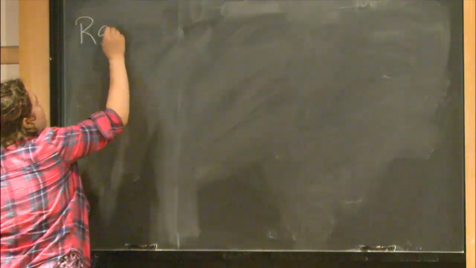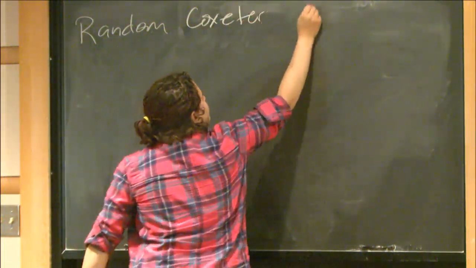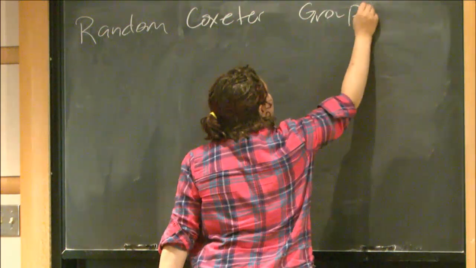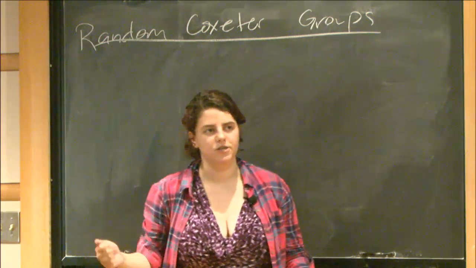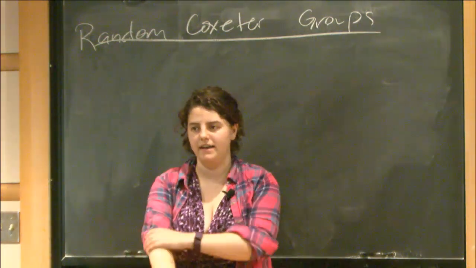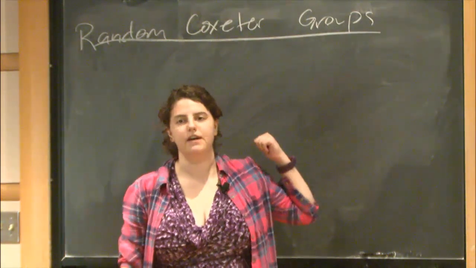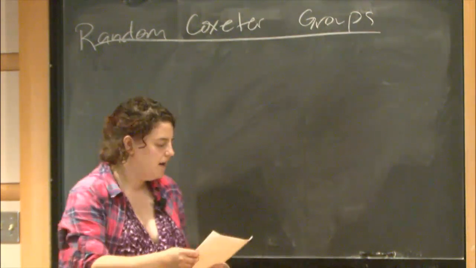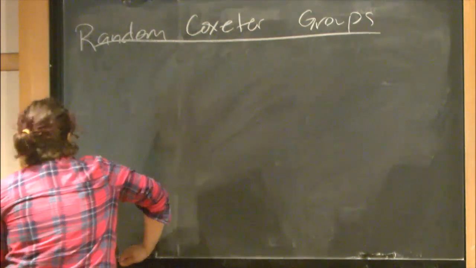So I'm going to be talking about random Coxeter groups. I'm actually going to start off by telling you about random right-angled Coxeter groups specifically and how that all works, and then I'm going to shift over into talking about random general Coxeter groups, which is what my research is on. So I'll start off by telling you what a right-angled Coxeter group is.